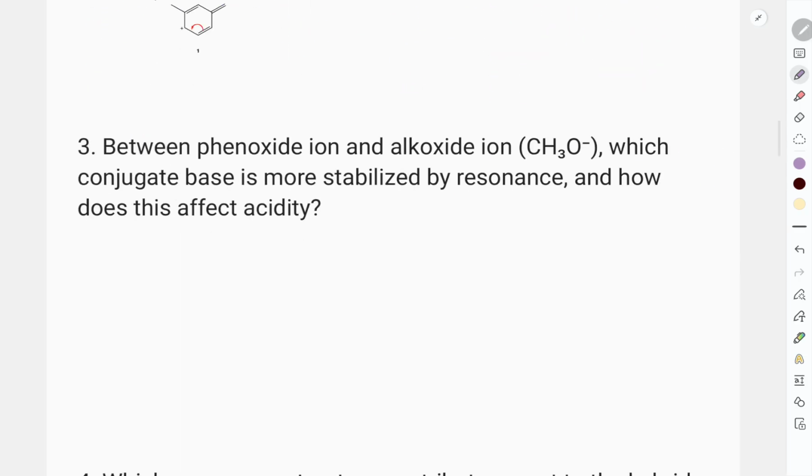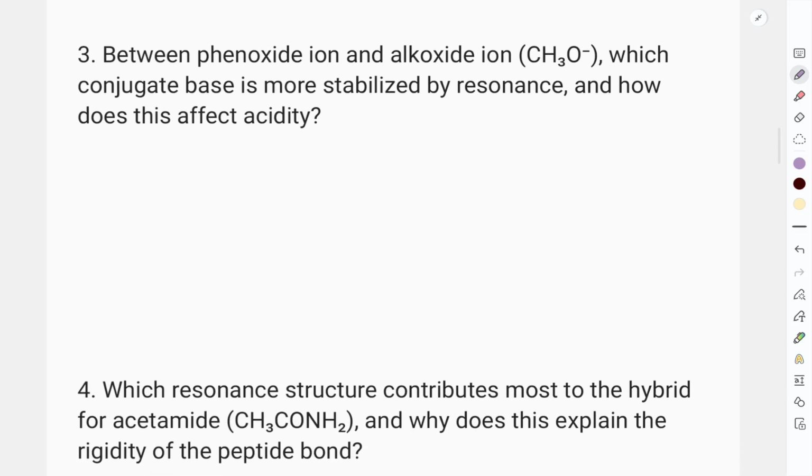Okay, let's go on to 3. And it says between the phenoxide ion and the alkoxide ion, which conjugate base is more stabilized by resonance, and how does this affect the acidity?